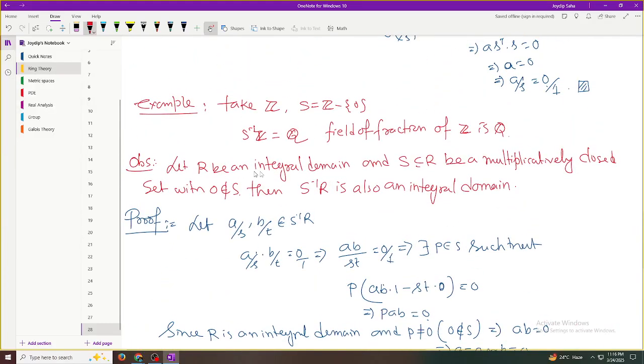If R is an integral domain and S is a multiplicatively closed set, then S inverse R is also an integral domain, provided 0 does not belong to S. If 0 belongs to S, then it is a trivial ring, and we have nothing to study. Okay, then it is an integral domain.